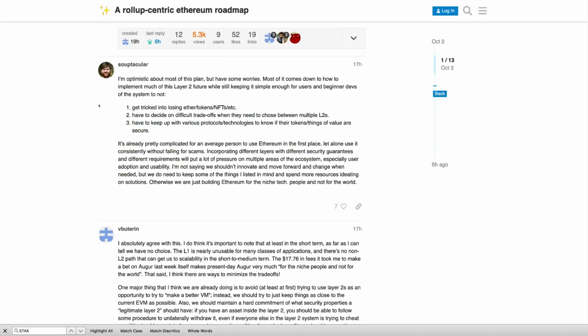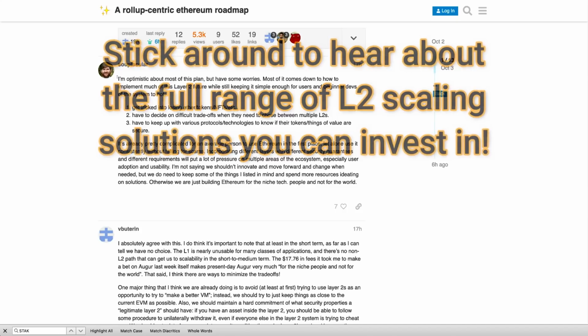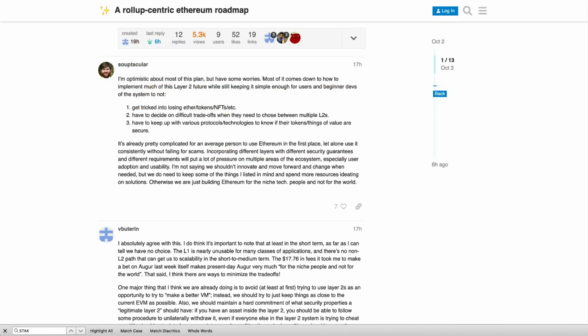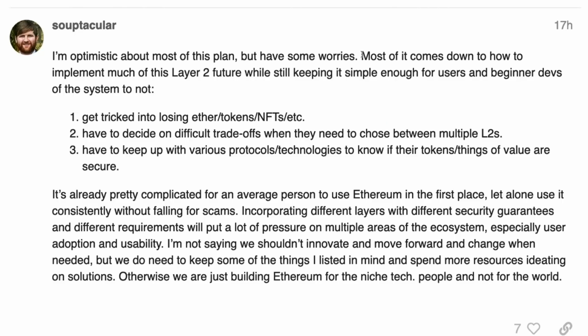Now, of course, there are people expressing some concern and criticism. For example, Subtacular says here that he's worried about keeping it simple enough for users and beginner developers on the system, saying that it's pretty complicated already for an average person to use Ethereum in the first place, let alone use it consistently without falling for scams. And incorporating these different layers will put a lot of pressure on multiple layers of the ecosystem, especially user adoption and usability. So this is definitely something to be concerned about.